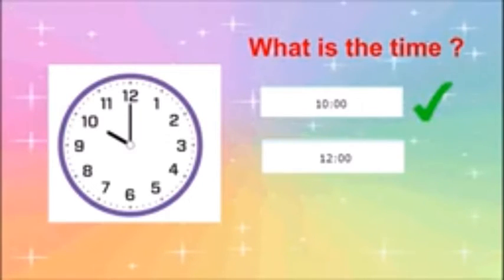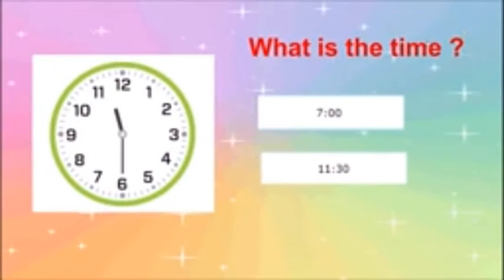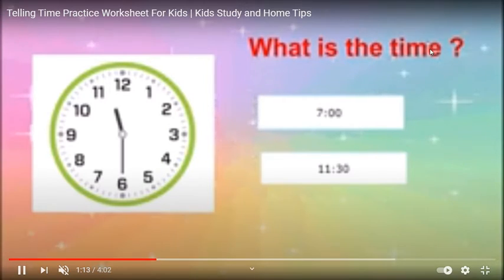In between these exact times, I want to give a little bit of change. Is it 7 o'clock or 11:30? See here, you can see the small hand between the 11 and 12 and the minute hand on 6. So, my dear students, it is 11:30.